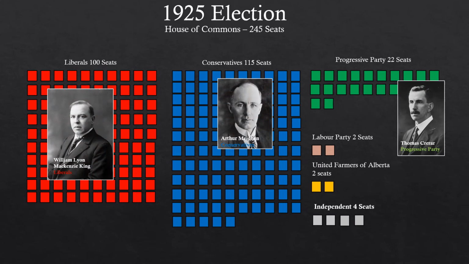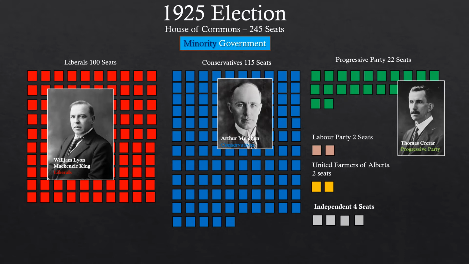So this is how the 1925 election turned out. The Liberals won 100 seats, the Conservatives 115, and the Progressive Party 22. Now notice that no party has 123 seats. So we know now that no party has a majority. So we are in a minority government situation.